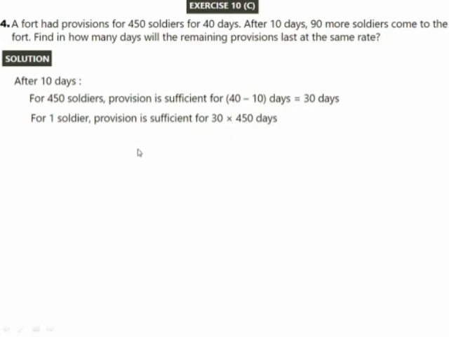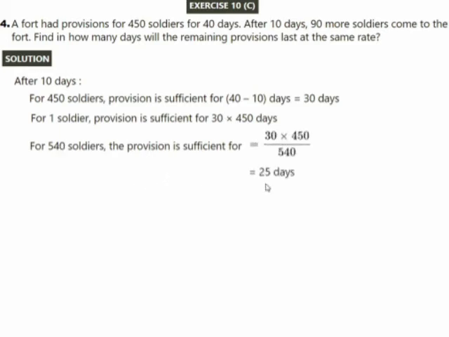But how many soldiers are there now? We have 450 plus 90, which is 540, right? So for 540 soldiers, if one soldier is taking this much of days, obviously 540 will take less number of days, right? So less means we have to divide this number by 540. So evaluate this, you get 25 days. That means the provision will last for 25 days only instead of 30 days. So you may pause the video and note down your solution.